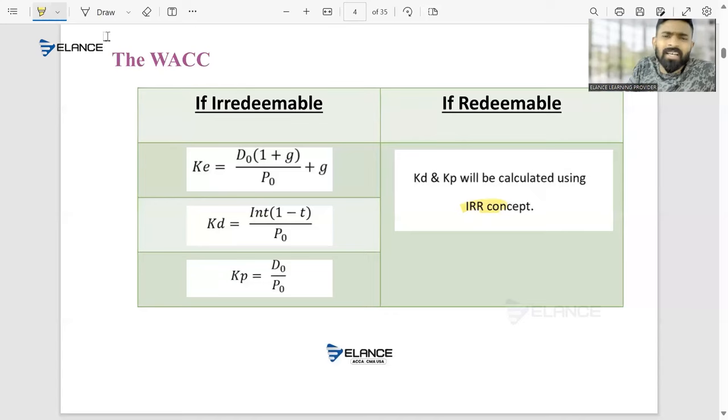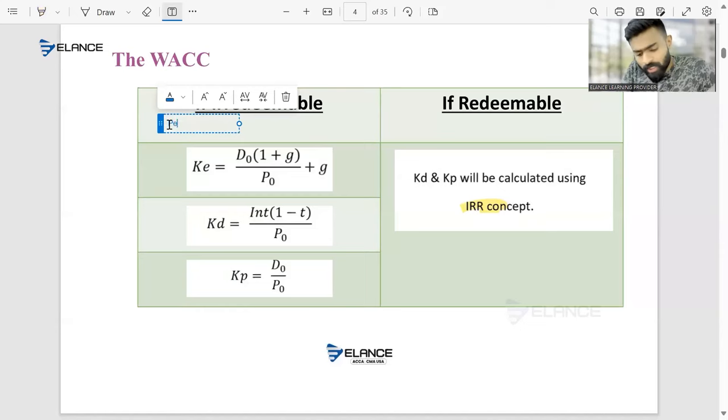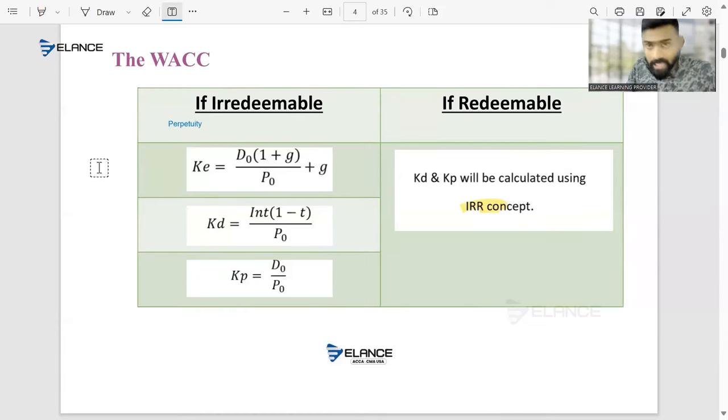If the instrument is irredeemable, we'll be using the concept of perpetuity. What is meant by irredeemable? Irredeemable means if an investor invests today, they will have the opportunity to get returns for an infinite period. Irredeemable instruments are those where the investor has an opportunity to get returns for an undefined period.